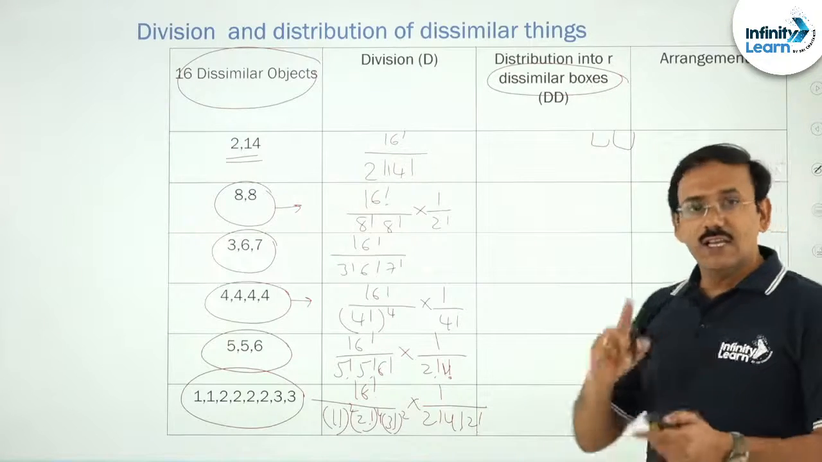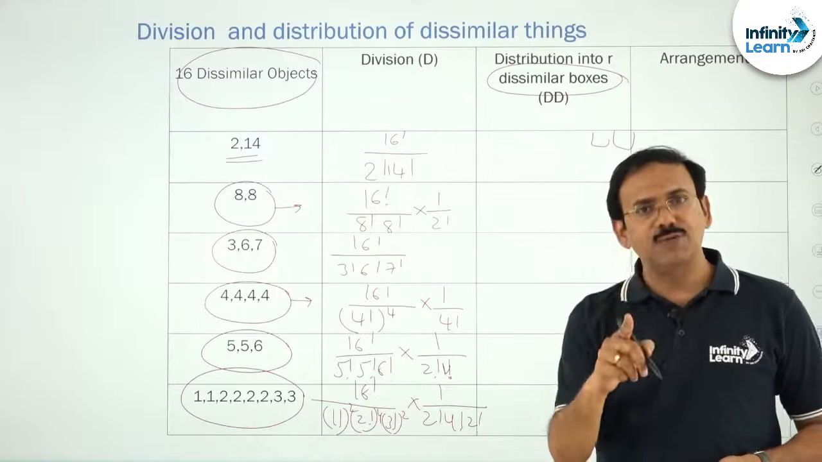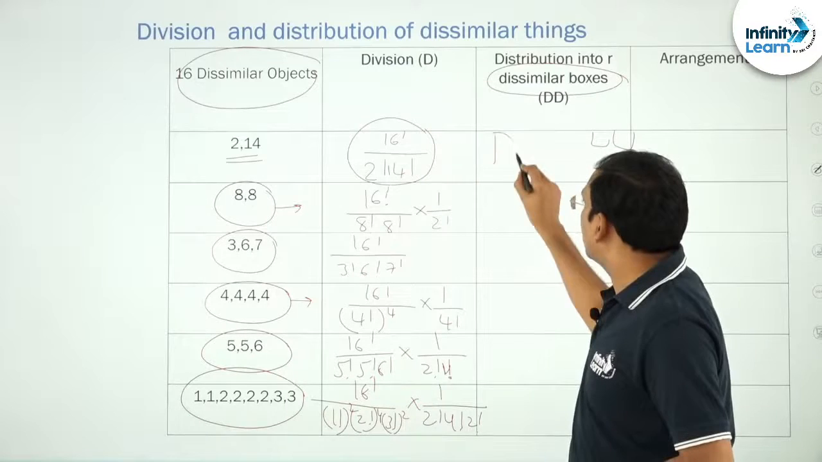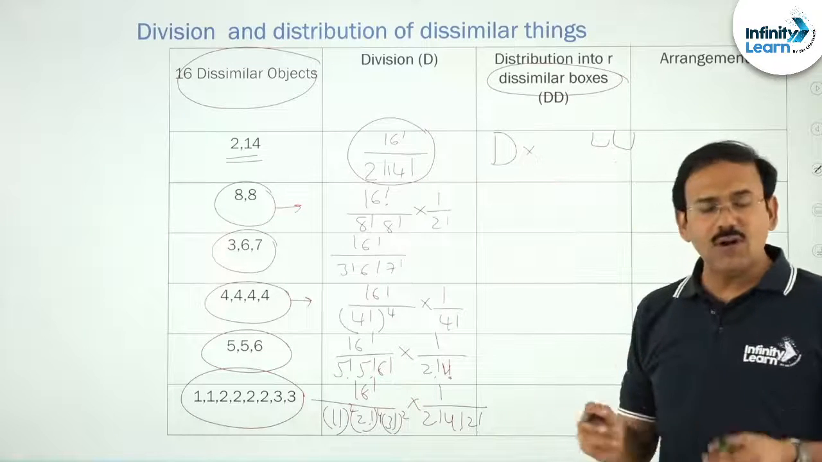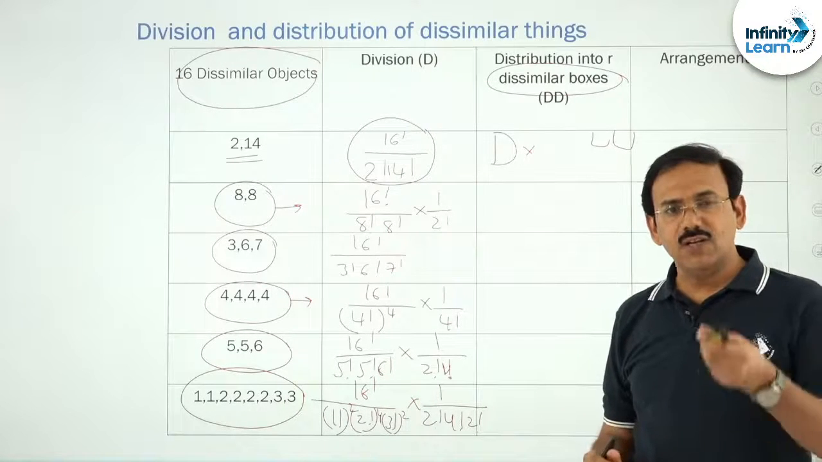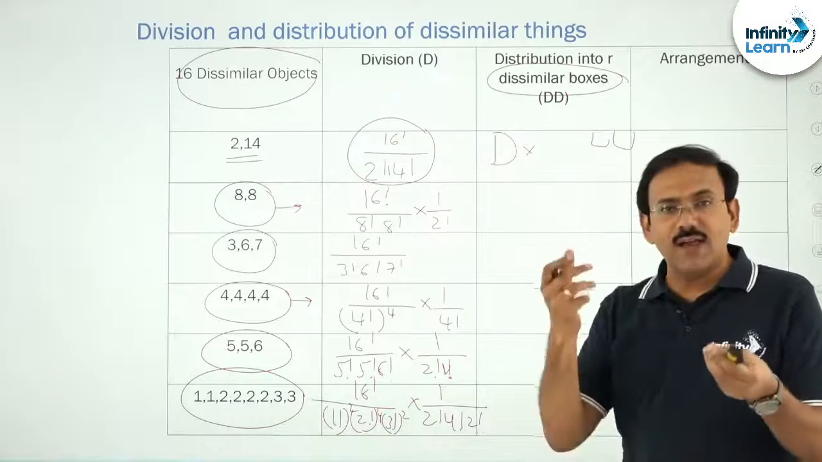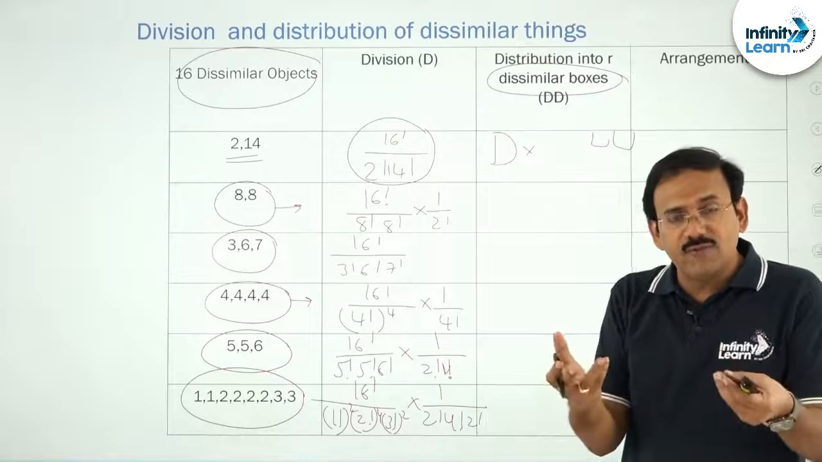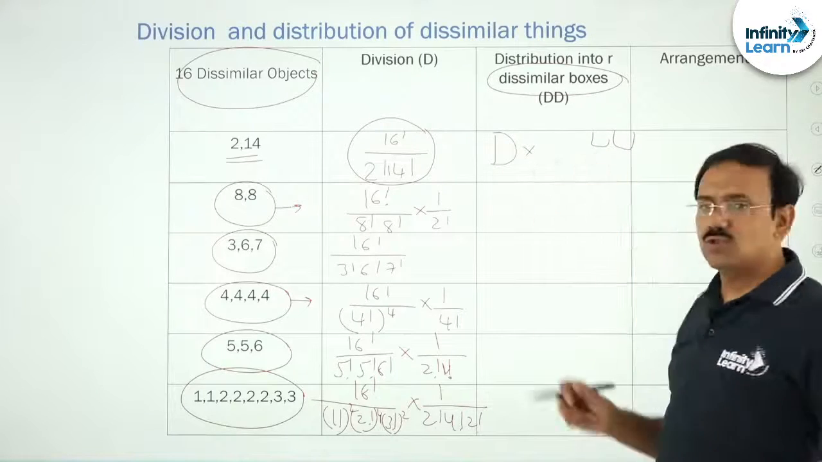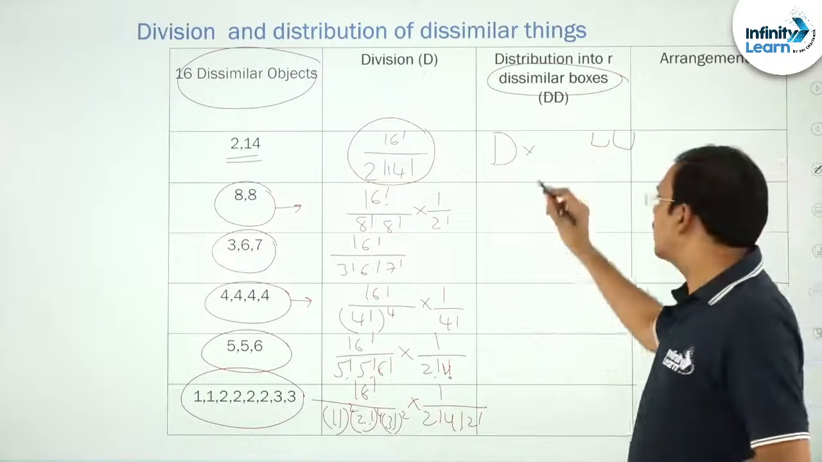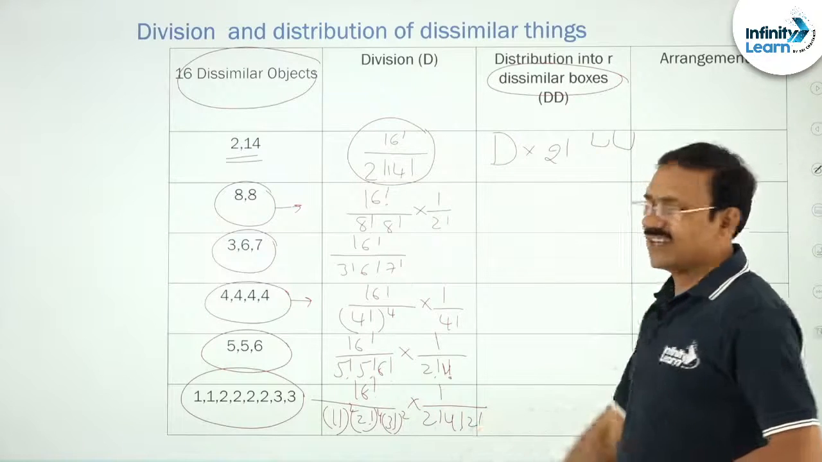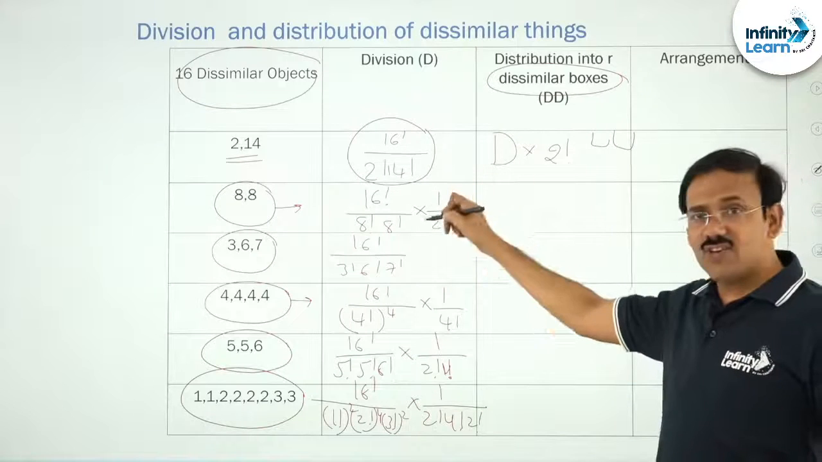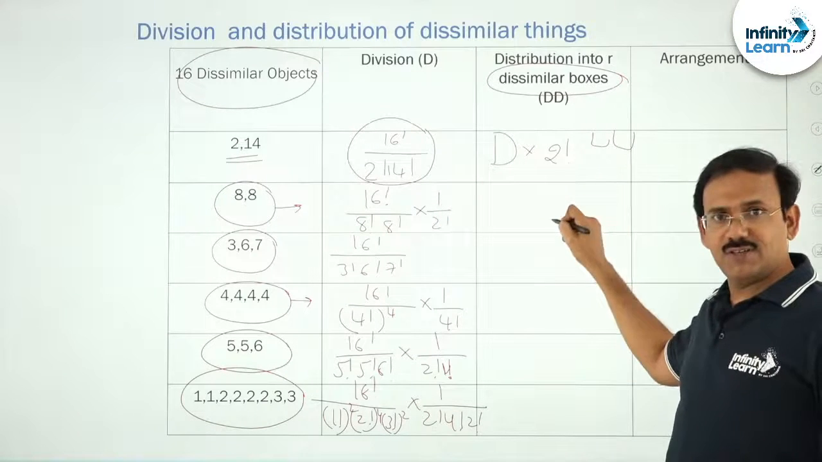You see friends, if at all you want to distribute, you write the corresponding division, I named it as D. Now after each division you are having 2 items in one hand, 14 items in the other hand. Now these two are different, you distribute into these 2 boxes, as the boxes are distinct you will get 2 factorial. That is all. Clear? This is division, this is distribution, right.